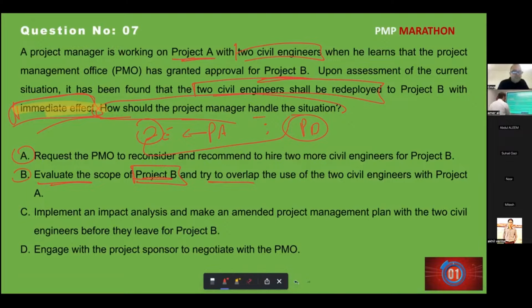Engage with the sponsor. Okay, we go to the sponsor. Implement an impact analysis and make an amended plan with the two civil engineers before they leave for project B. Now the only option we are left with is to raise that change request. We need to see the root, what the factors are, and how that can be improved.